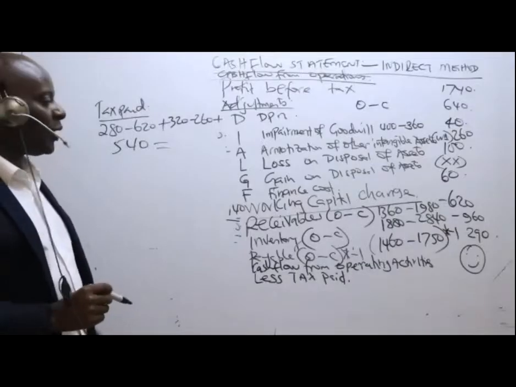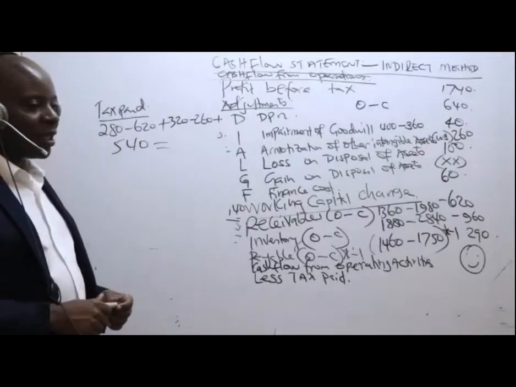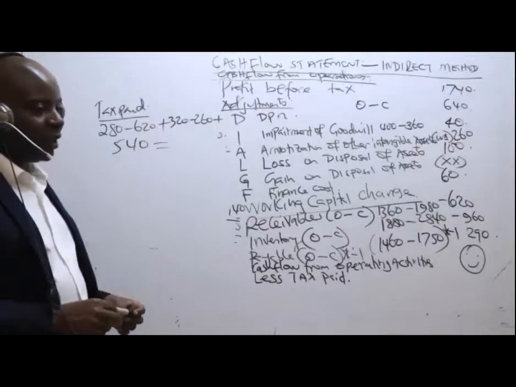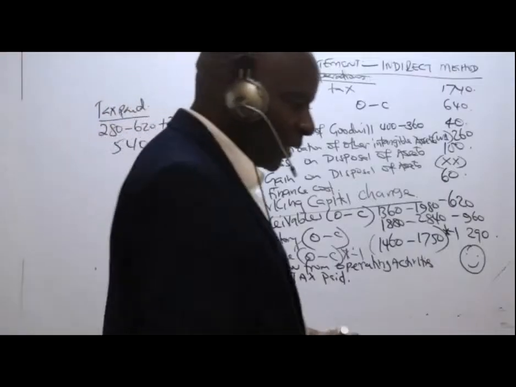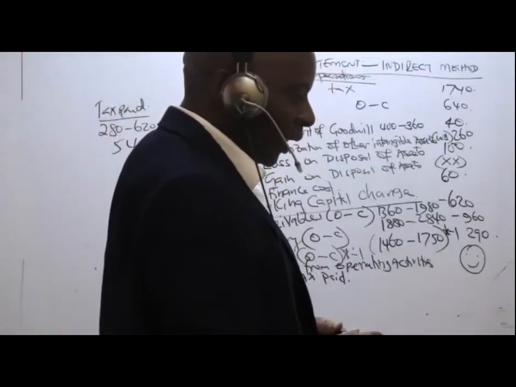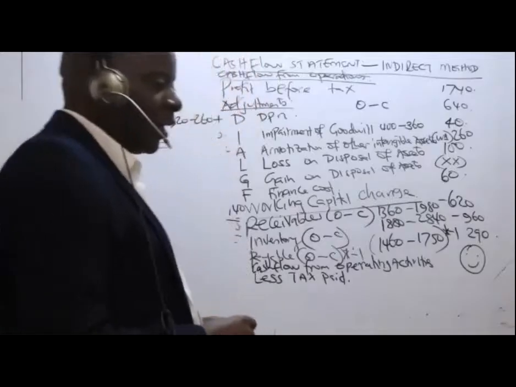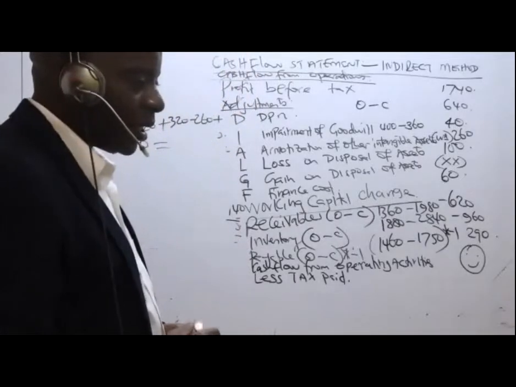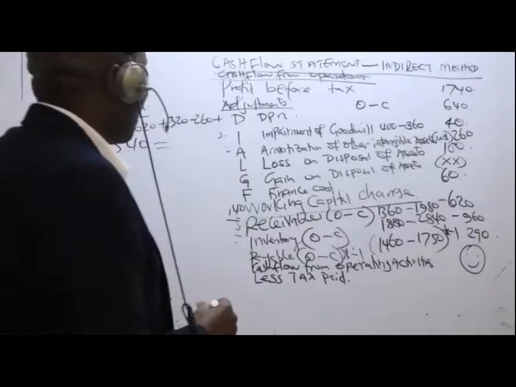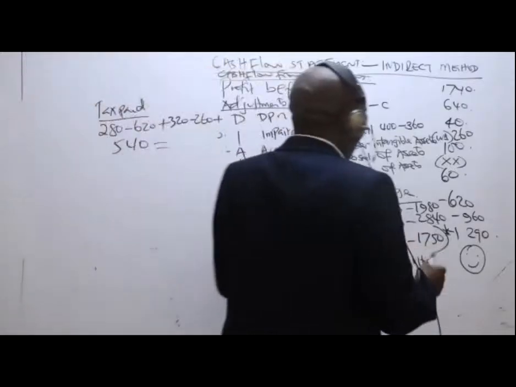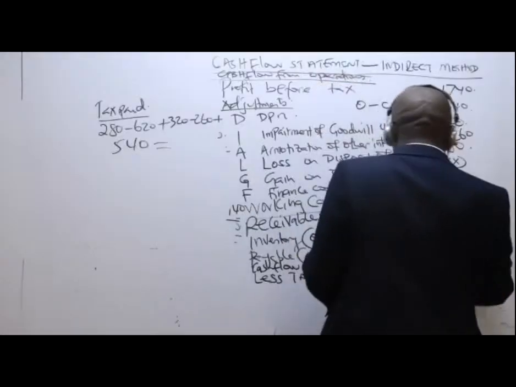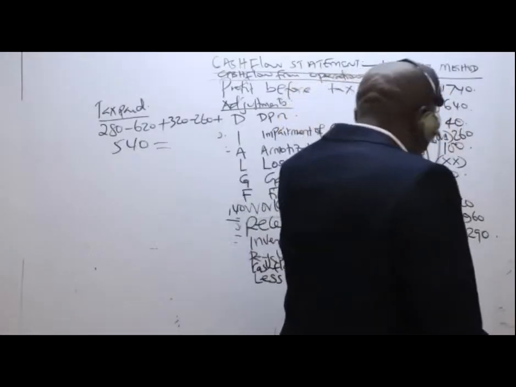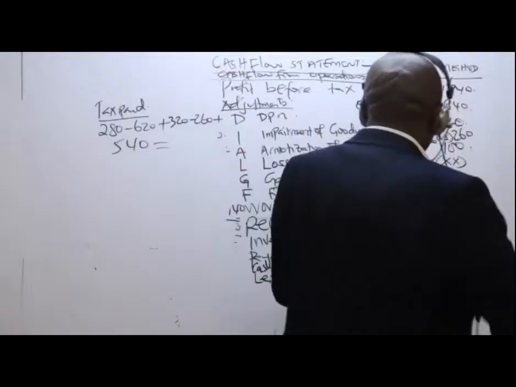Is there somebody who can give me the tax that was paid at the end of the year? Valerie Nelima gives me a figure of 260. We need 260. Let us take it out there: less tax paid, 260.